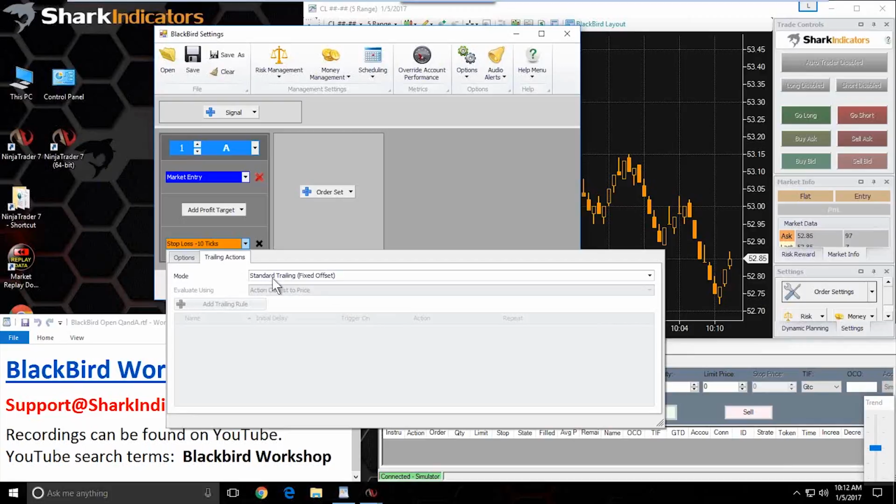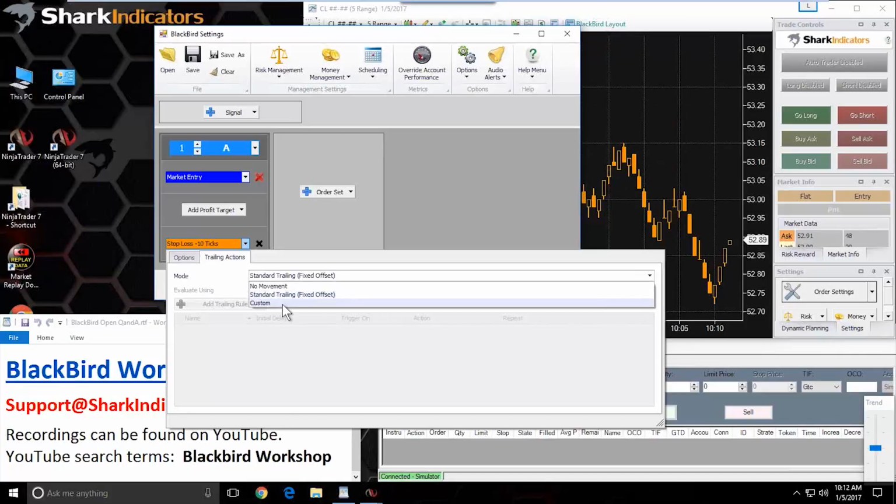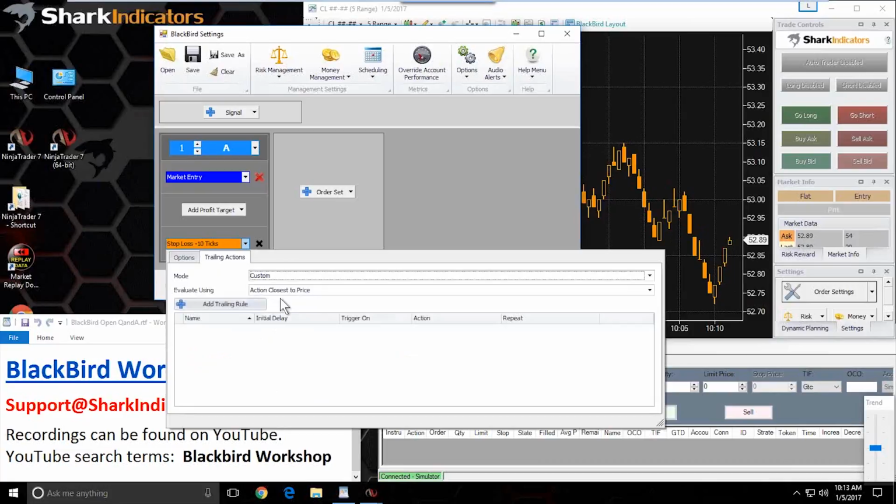So if you don't need any fancy trailing stuff, and you just want your stop loss to have a fixed trailing distance, you can just use the standard trailing here. Now if you want to make your trailing functionality a little more complex, then you can use the custom here. And then the next step down is evaluate using.